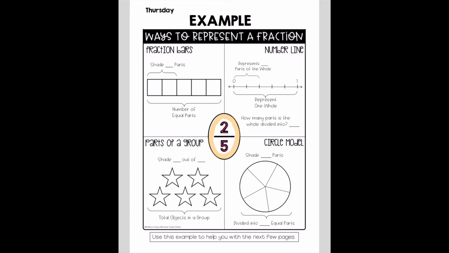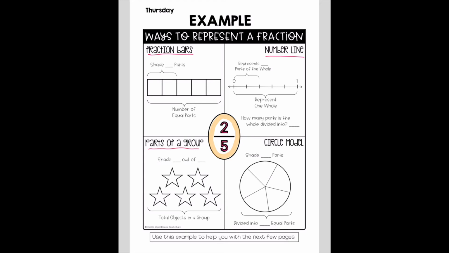One way is on fraction bars, which look like this rectangle down here, which is broken up into all the different parts depending on what your denominator is. And then we shade in however many parts we're talking about. Next we have our number line. We've worked with number lines before, so you should be familiar with this. We break up the number line into however many parts our denominator is, and then we plot our numerator, however many parts we're talking about, onto the number line.